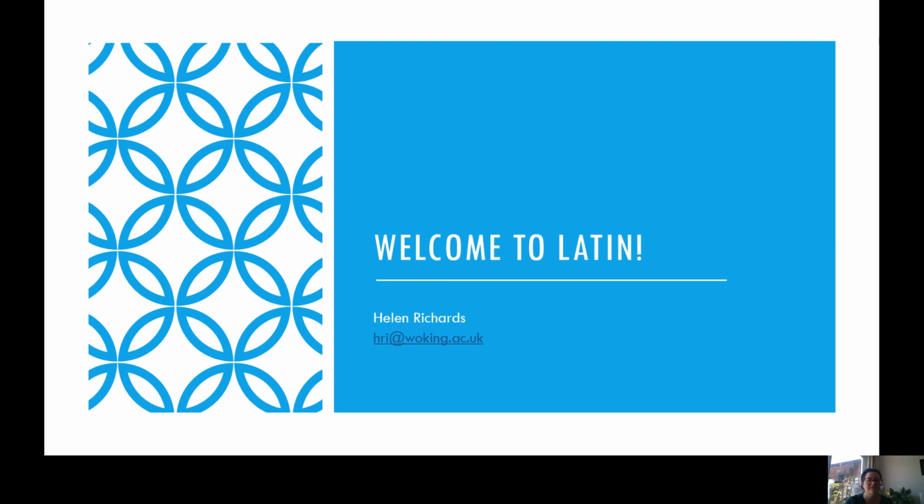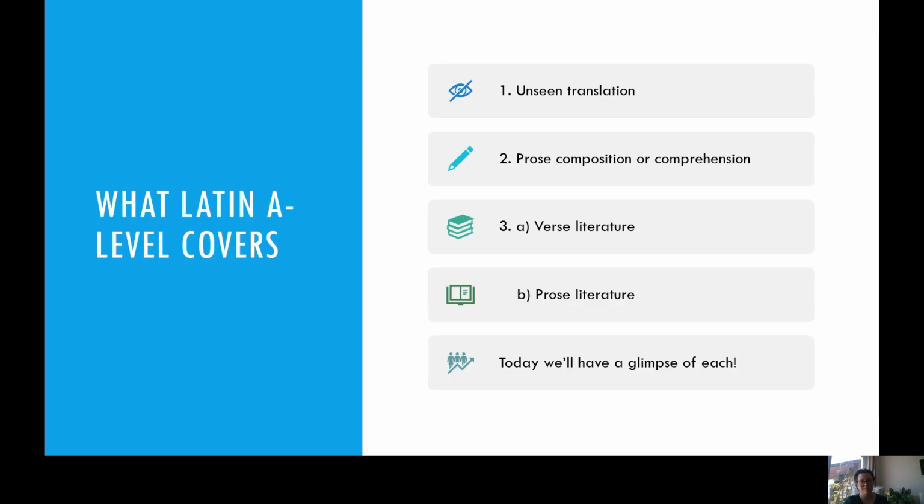So let me give you a little sense of what we cover. You have 4 strands, 4 papers. One of them is unseen translation, which hopefully you're used to from GCSE. The second, you have a choice. We're going to practice composition today, but you can do prose composition, which is learning to translate essentially backwards. So rather than translating from Latin to English, you're going from English into Latin.